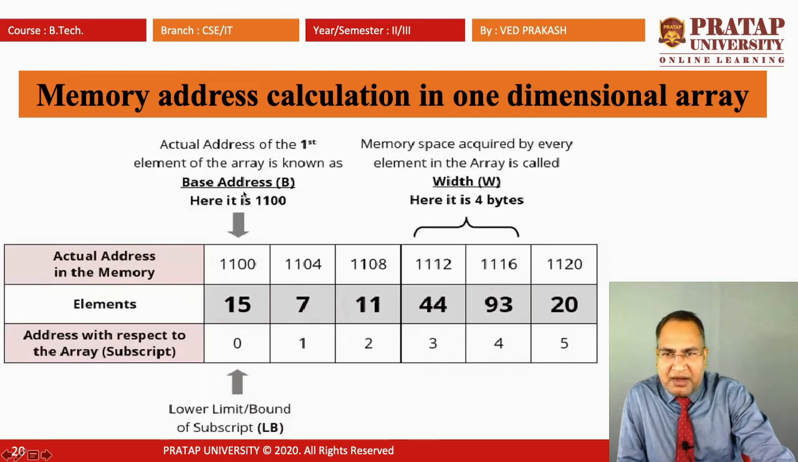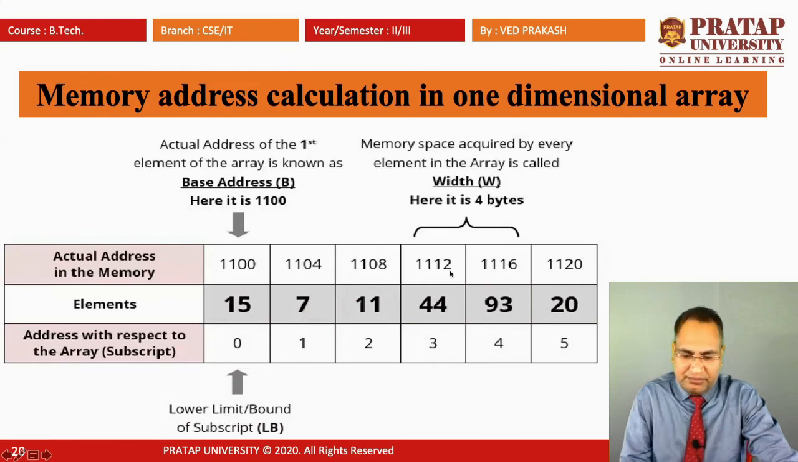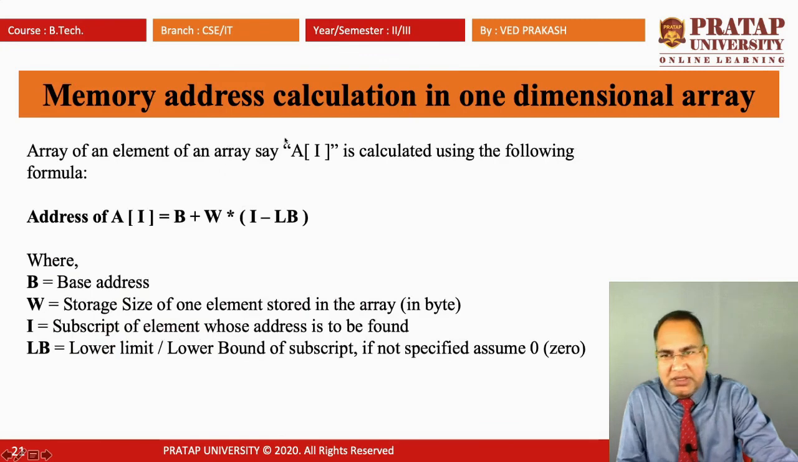The starting address of the element is known as the base address, and the difference between two consecutive memory addresses is known as the width of the element. So, using these things we calculate the address of a specific subscript of a one dimensional array.